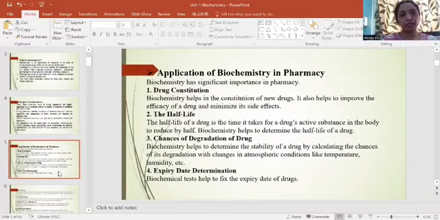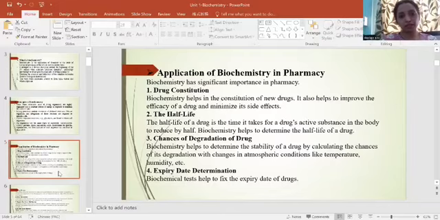So what are the applications of biochemistry in pharmacy? Biochemistry has significant importance in pharmacy. The first application is drug constitution. Biochemistry helps in the constitution of new drugs. It helps to improve the efficacy of a drug and minimize its side effects.